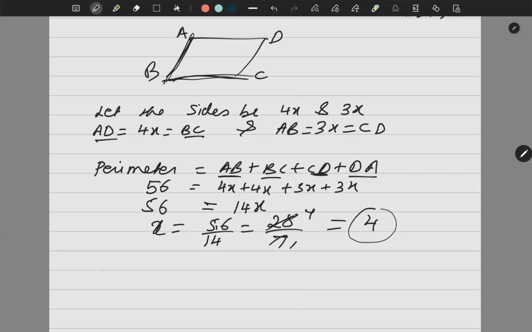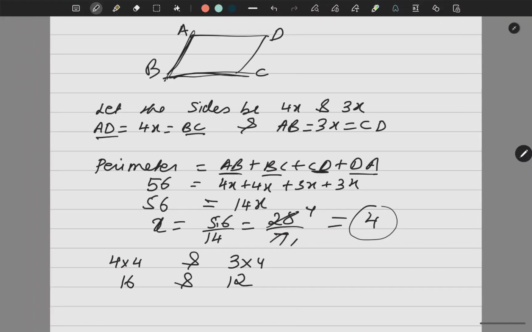So what will be the sides? Sides will be 4 into 4 and 3 into 4. So 16 and 12 is the length of the sides. This is how you have to do the question. I hope you are understanding how I am utilizing the properties. Right?